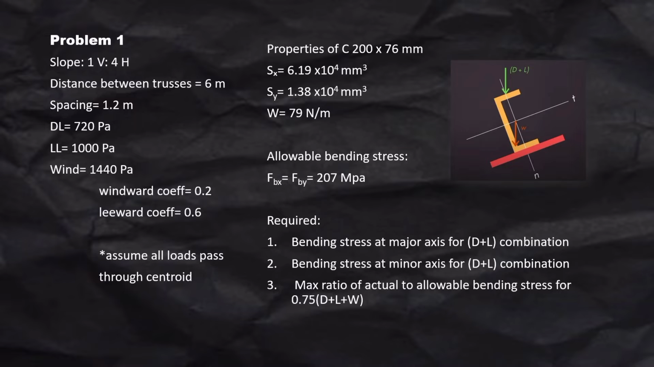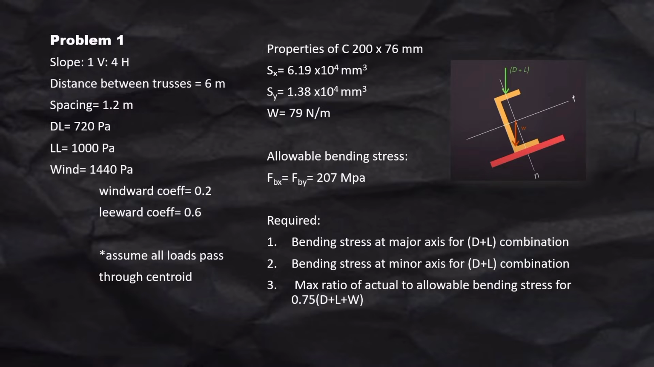Windward coefficient is equals to 0.2. Leeward coefficient is equals to 0.6. Assume all loads pass through centroids. Properties of C200 times 76 mm. Sx is equals to 6.19 times 10 raised to the 4th cubic millimeter. Sy is equals to 1.38 times 10 raised to the 4th power cubic millimeter. The weight of the purlins is equal to 79 Newton per meter.